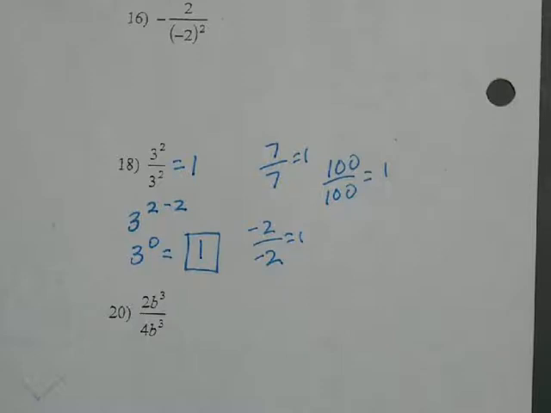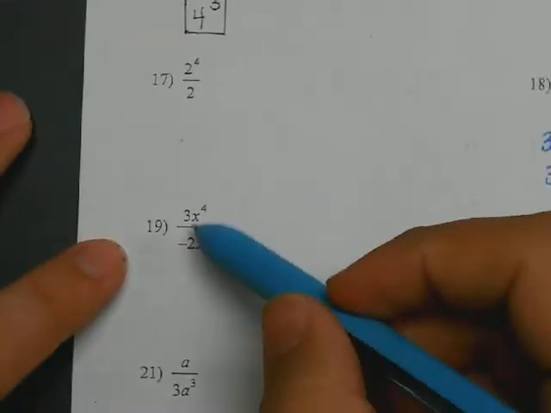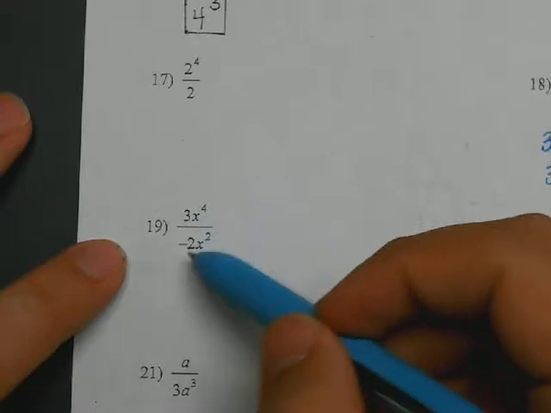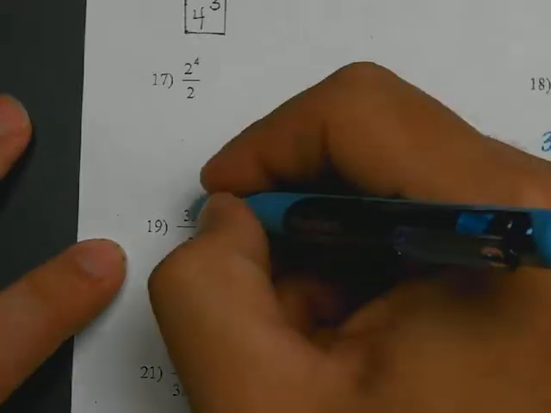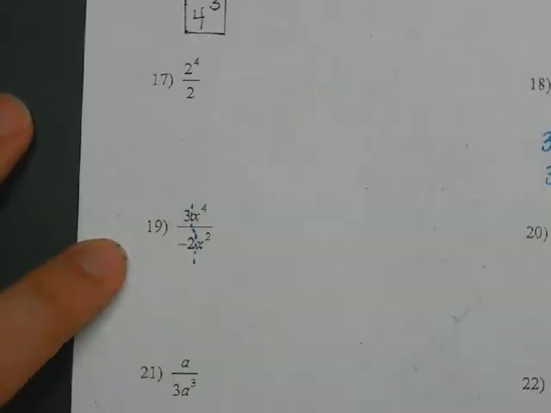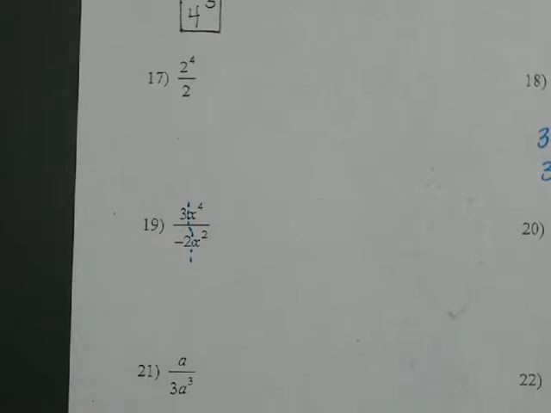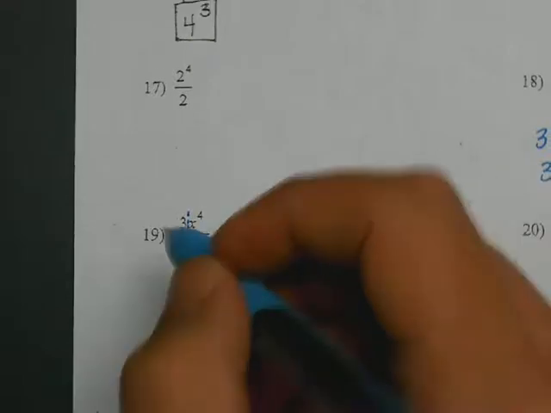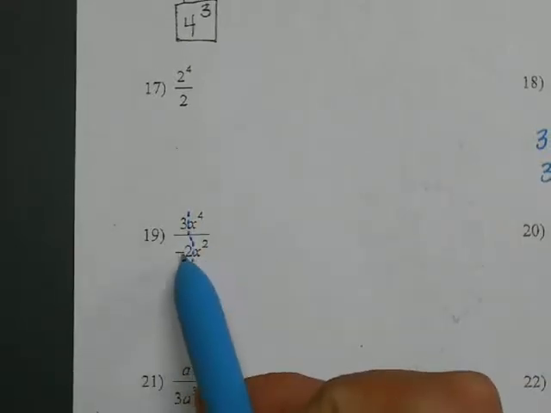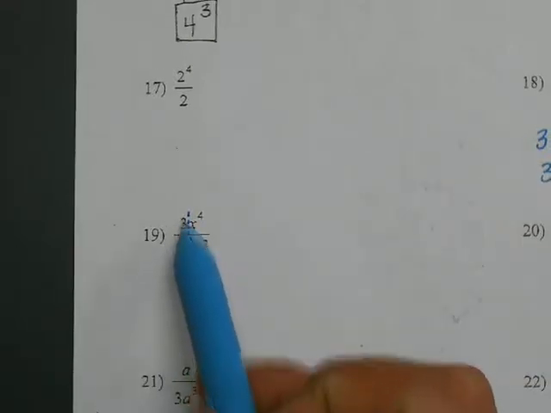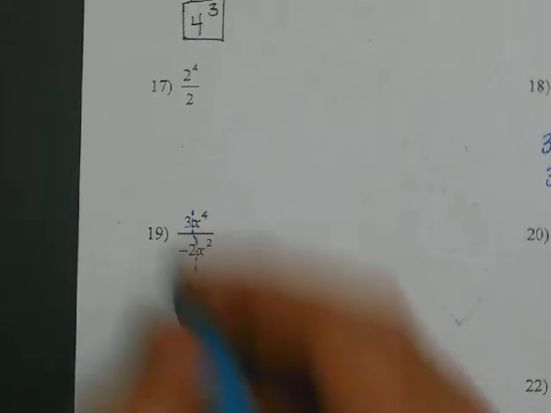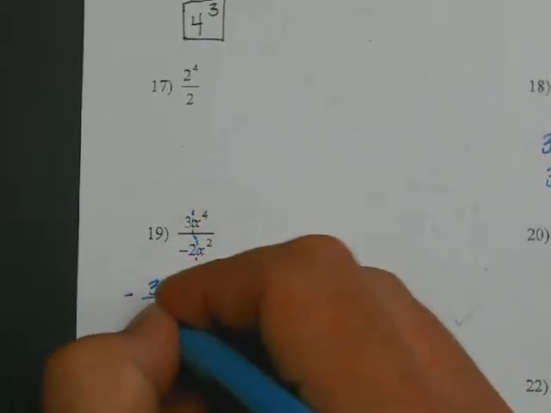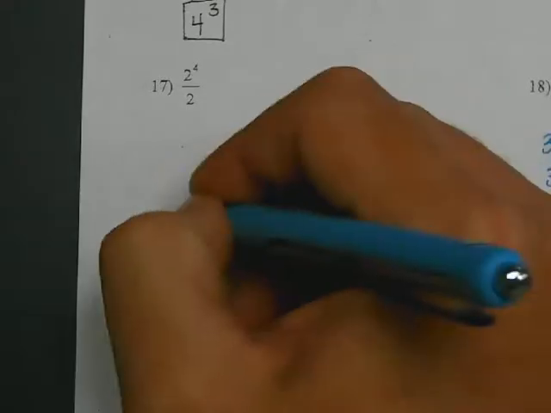Okay, let's look at number 19. Notice with number 19 right here, 3x to the 4th over negative 2x squared. The way I would look at this is almost like it's two separate problems, and I just need to simplify both. I ask myself, can 3 over 2 be simplified? It cannot. Now don't get confused with this negative. If a negative is in the denominator, that makes this whole expression negative. So you've got negative 3 over 2. So that takes care of the coefficients.